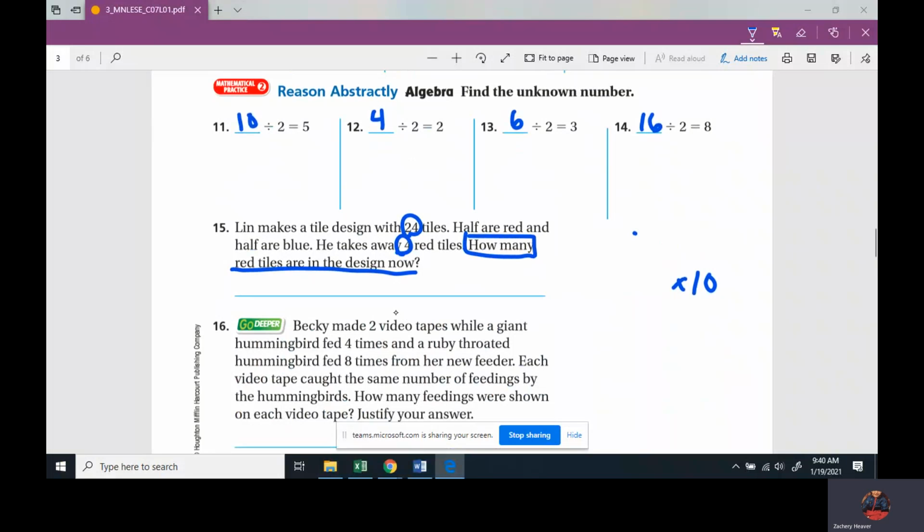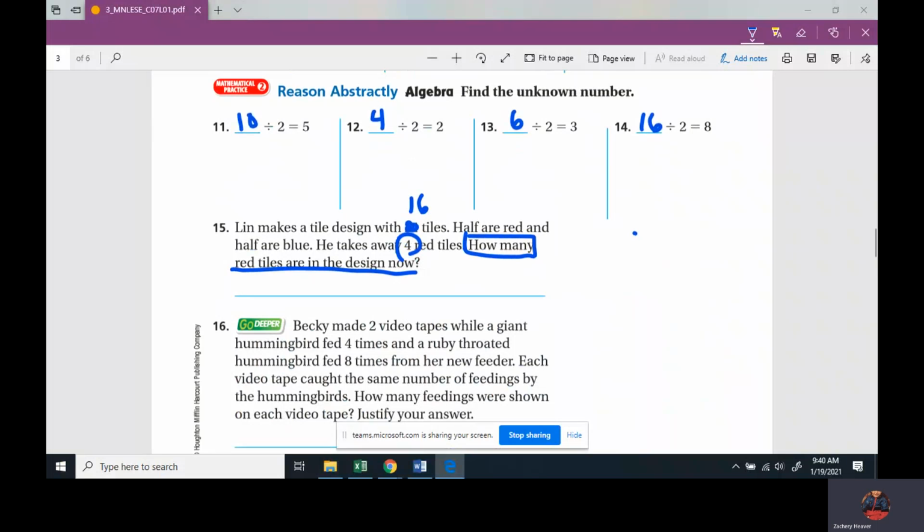You guys don't have number 15? Yours says 16? All right, so 16, good. And does it say the rest, is the rest the same? Y'all says. Yeah, that's fine. Yeah, it's still 4. All right, so he has 16 tiles. Half are red and half are blue.